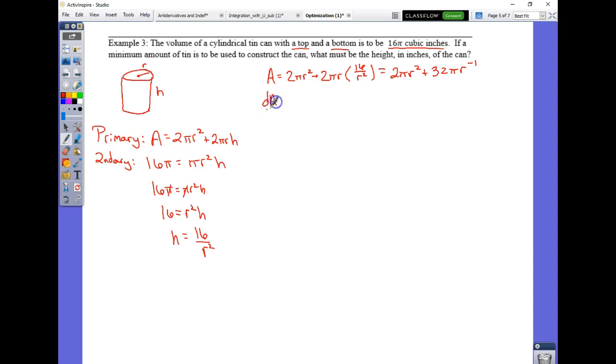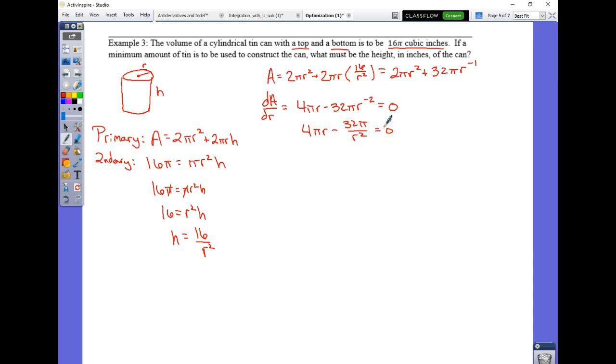We just need to start working some calculus. So I'm going to take the derivative with respect to r in this question. I'm going to get 4 pi r for the first term. And for the second term, I'm going to get minus 32 pi r to the negative 2, is equal to 0. I'm going to rewrite this. I'm going to get 4 pi r minus 32 pi over r squared. I'm going to let that still equal 0.